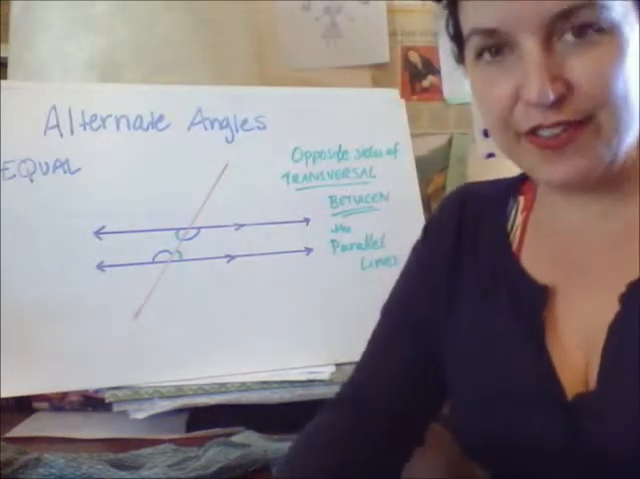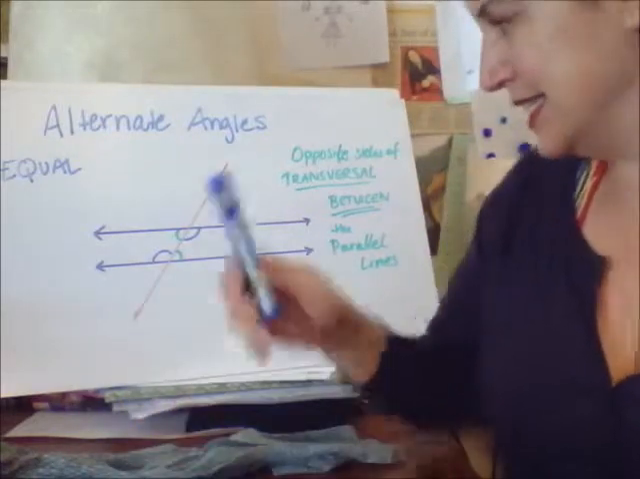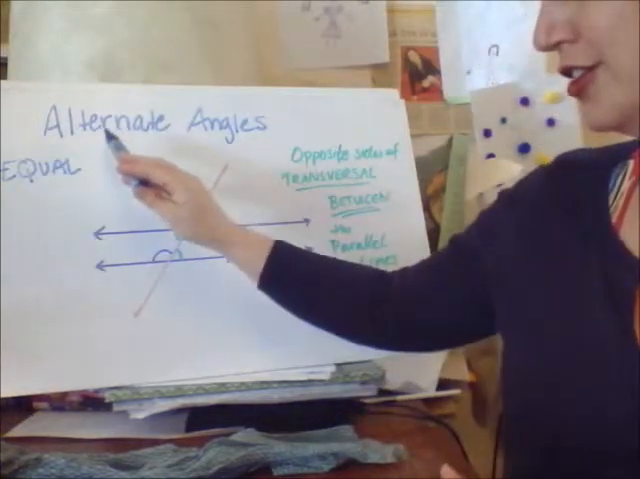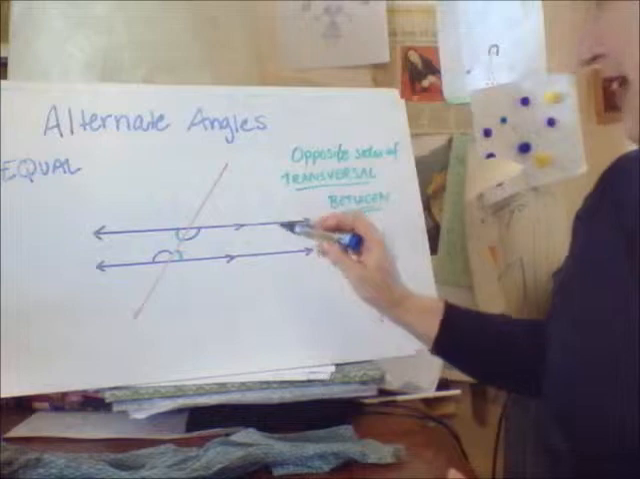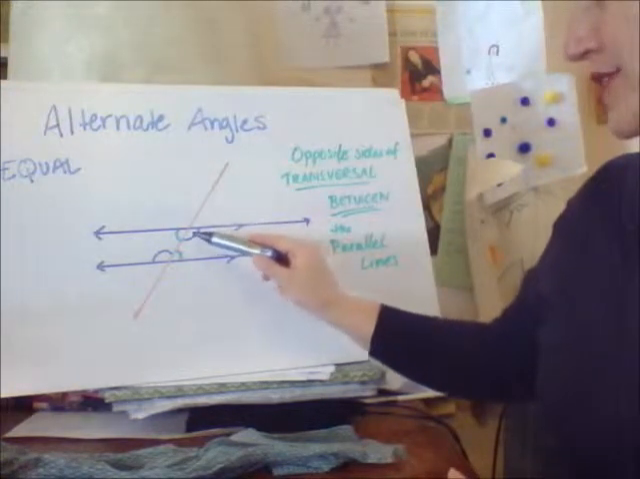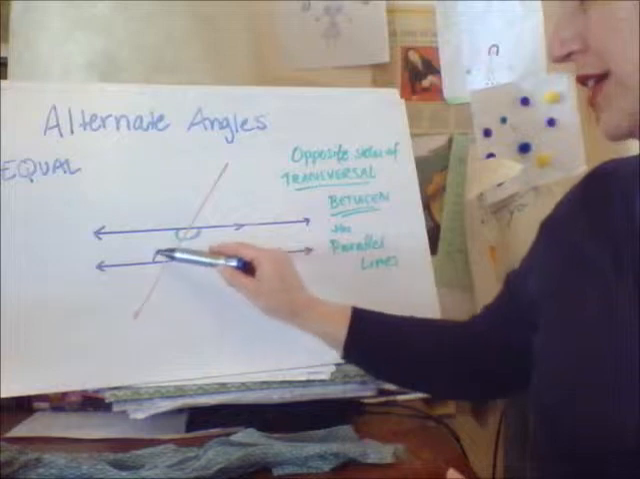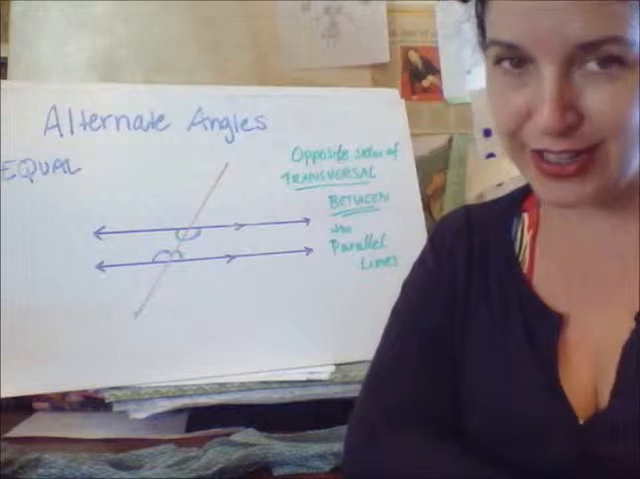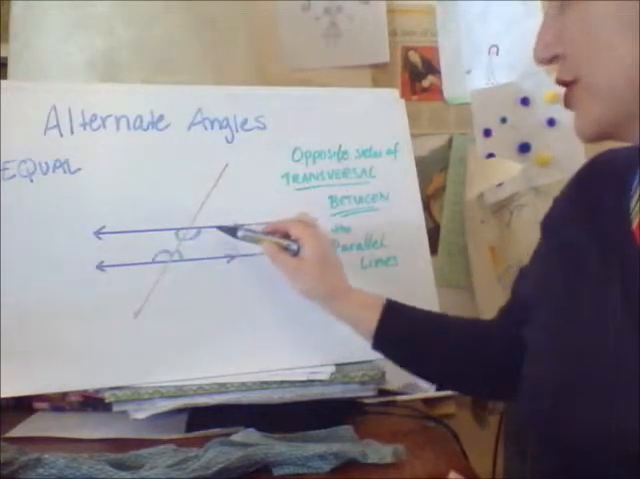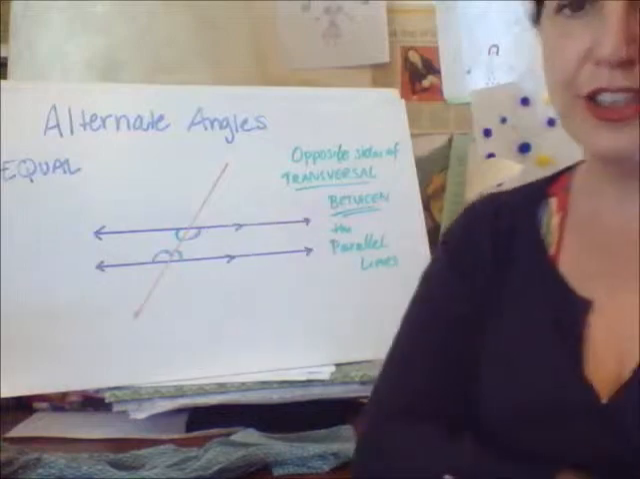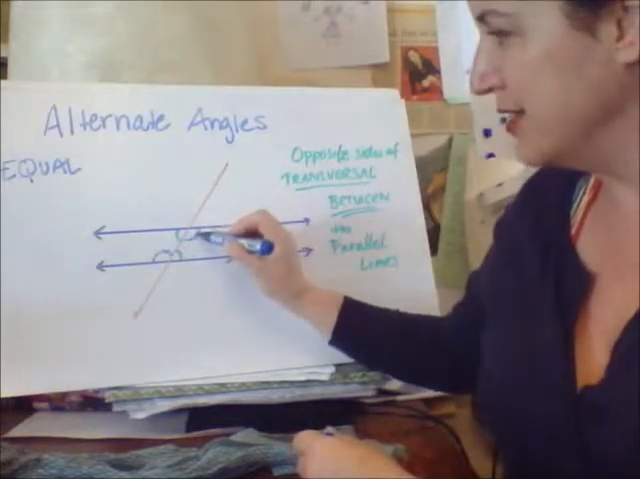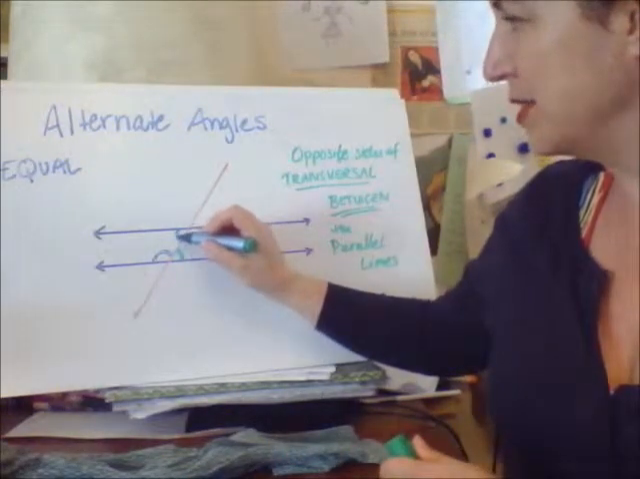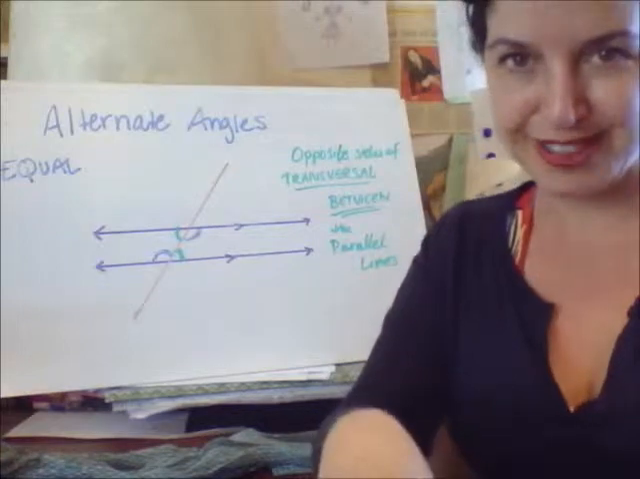Okay, the first kind of angle that you can find and talk about when you have a transversal crossing some parallel lines, there are alternate angles. Alternate angles are on the opposite sides of a transversal. So you see I've got my pair here and here, and they're between the parallel lines. So alternate angles are on opposite sides of the transversal between the parallel lines. Now those angles are always equal. So this angle is equal to that, and this angle is equal to that one because they're alternate angles. Good.